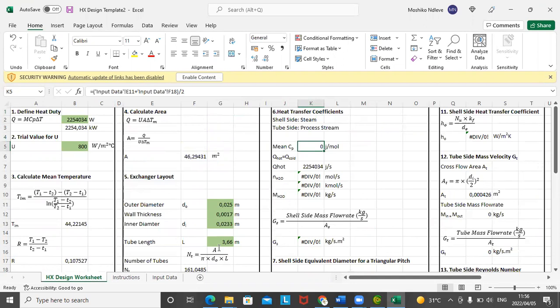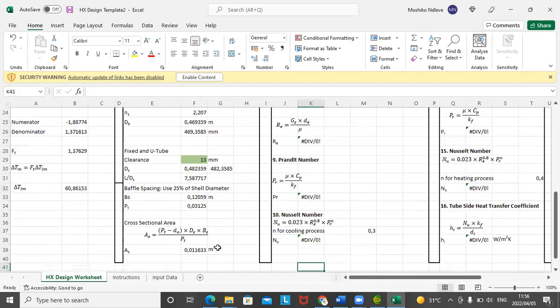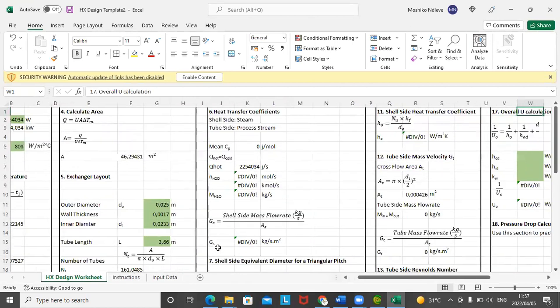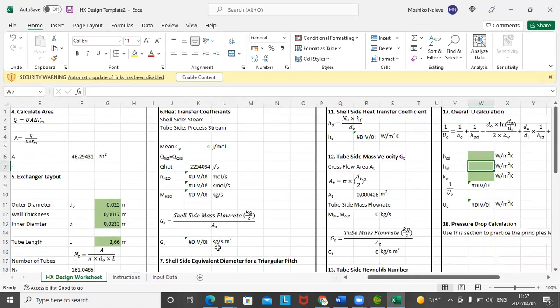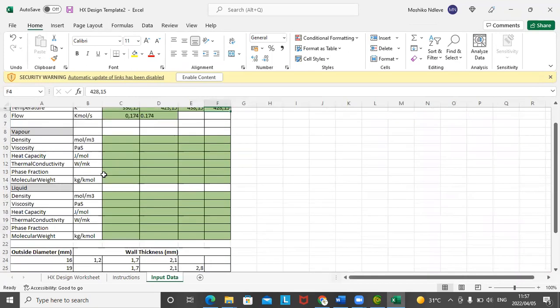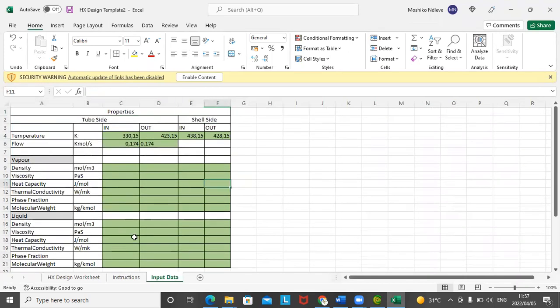Now, here's the problem. We're almost done with what we've inputted so far. Your spreadsheet should be able to calculate everything else in this scenario up to where I've highlighted in green. The reason it's not able to do that is because you haven't inputted your process information. So let's go back to input data. Now we need to fill out this whole section in order to complete our heat exchanger design. Not our simulation, but our heat exchanger design. Apologies for that. Okay, let's go.